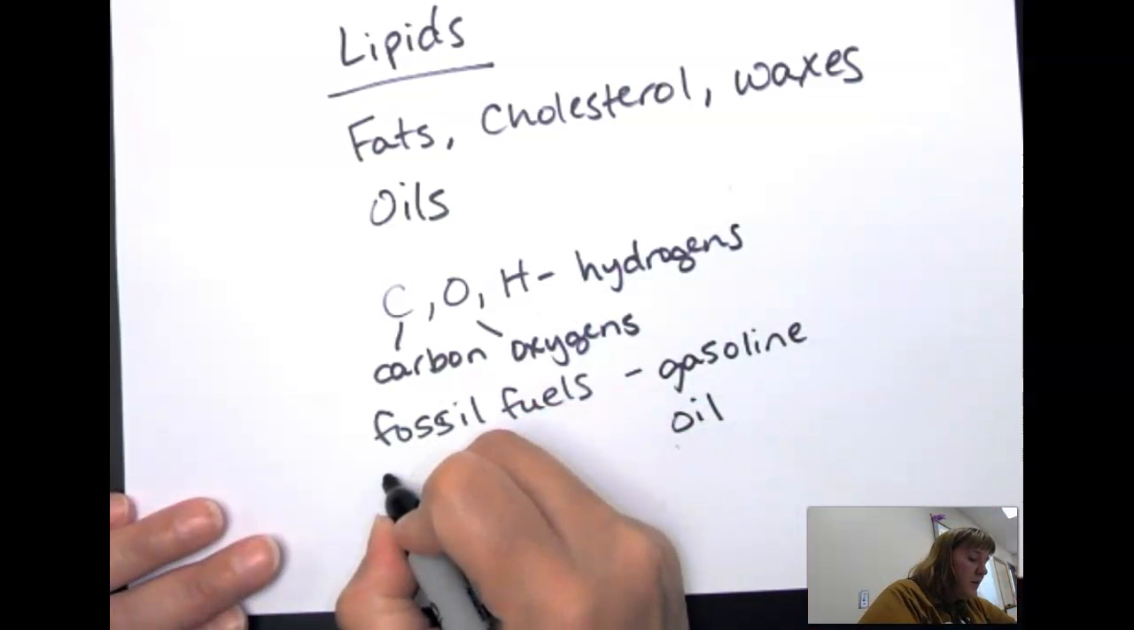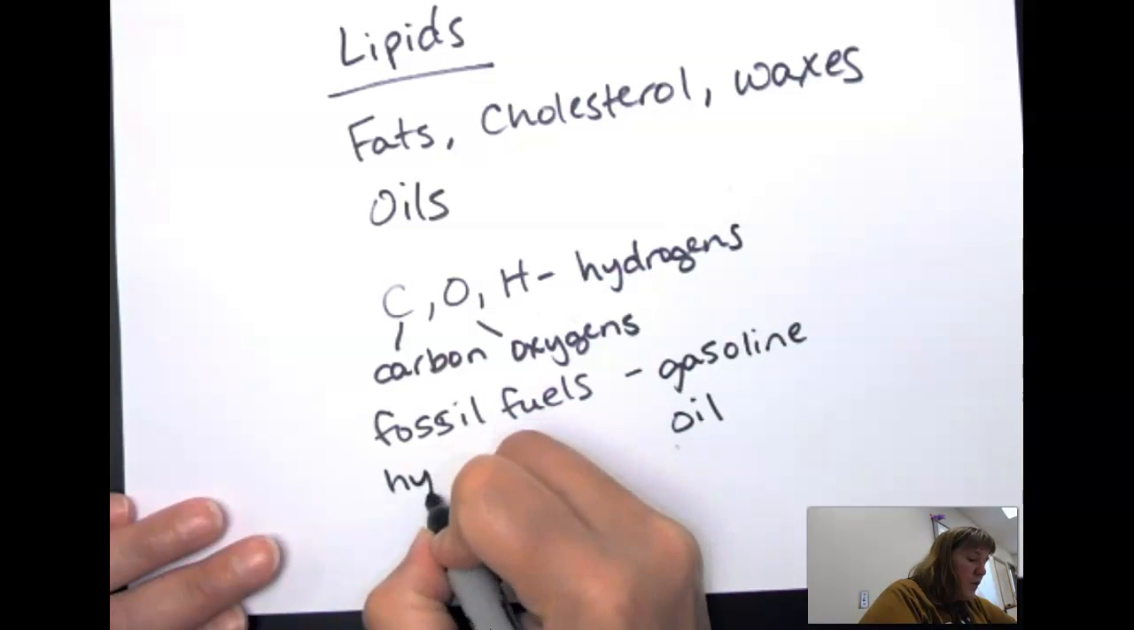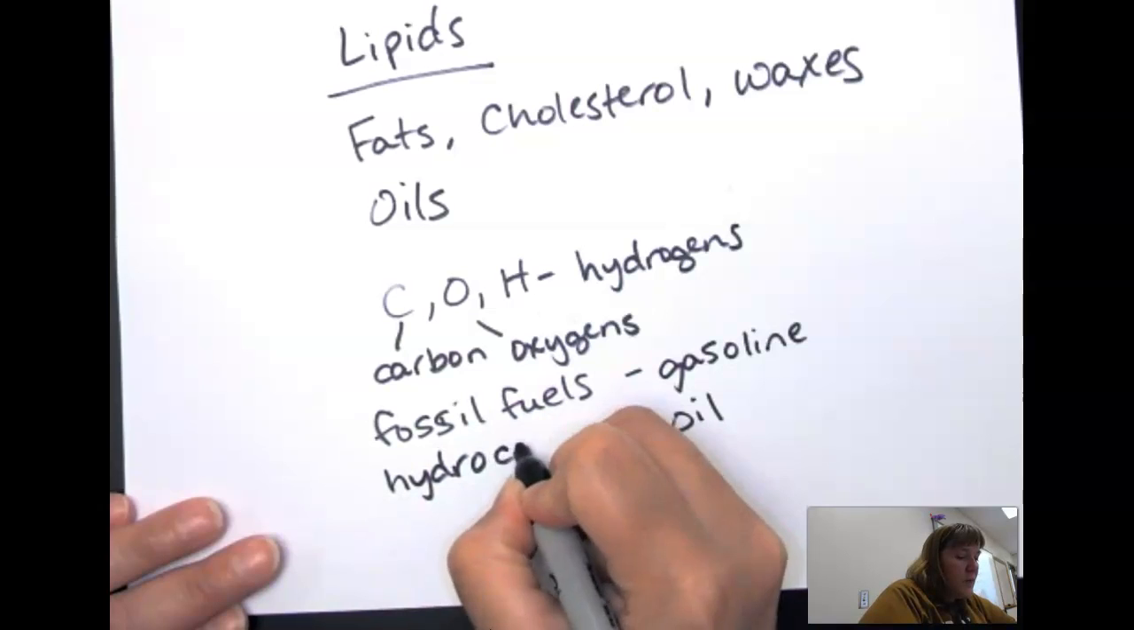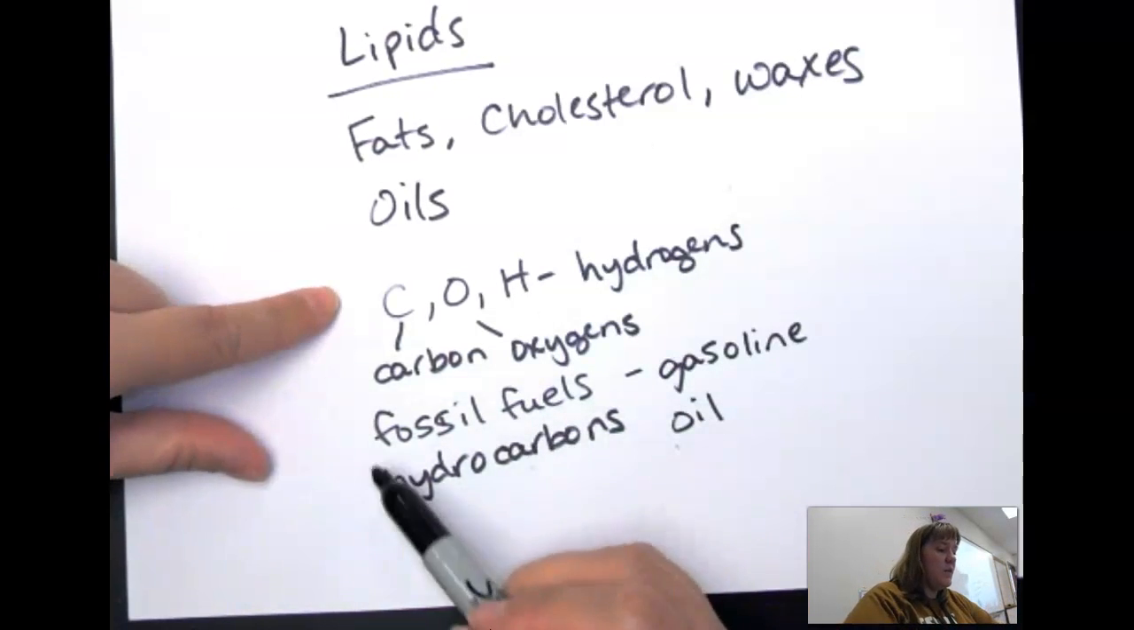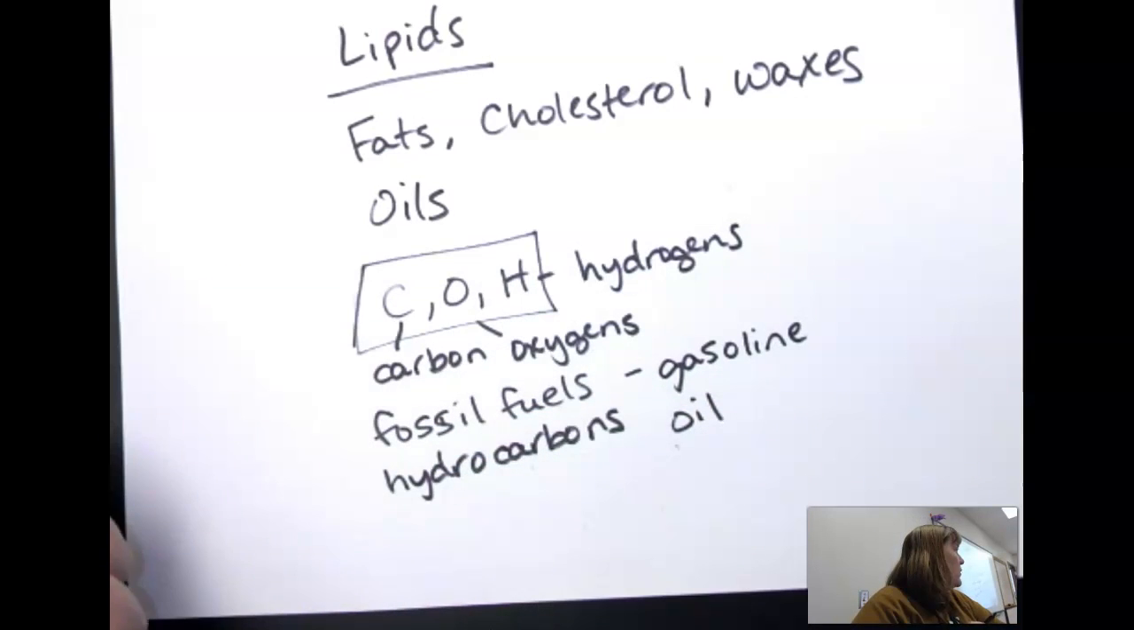But fossil fuels can also be called hydrocarbons. So we had carbohydrates, and then fossil fuels are hydrocarbons. Again, it comes back to the fact that they are carbons, oxygens, and hydrogens. So we can burn them and fuel ourselves, or we can burn them and make the engines turn in our cars, right? So we can use these to get work done.